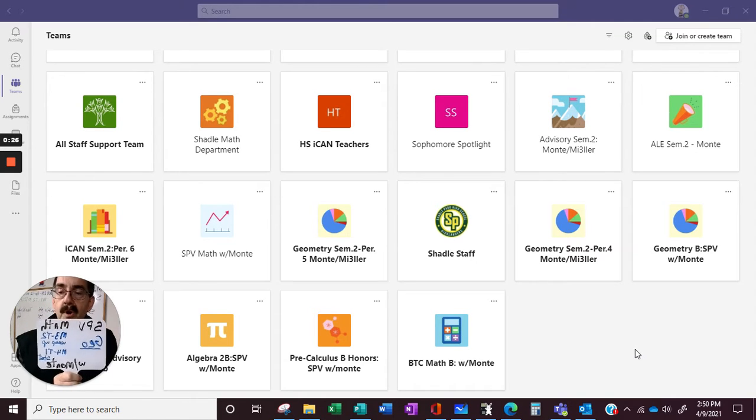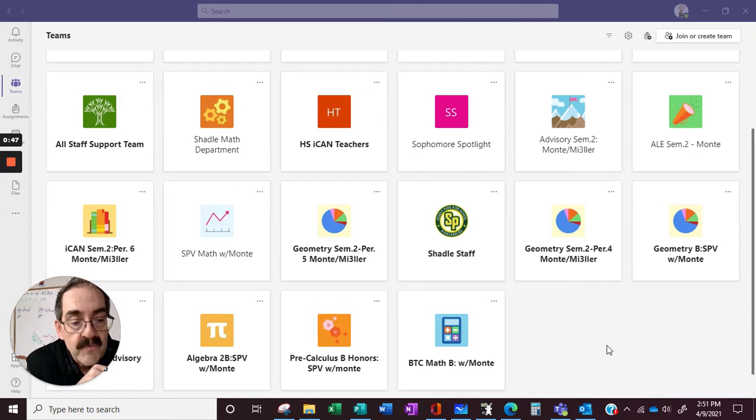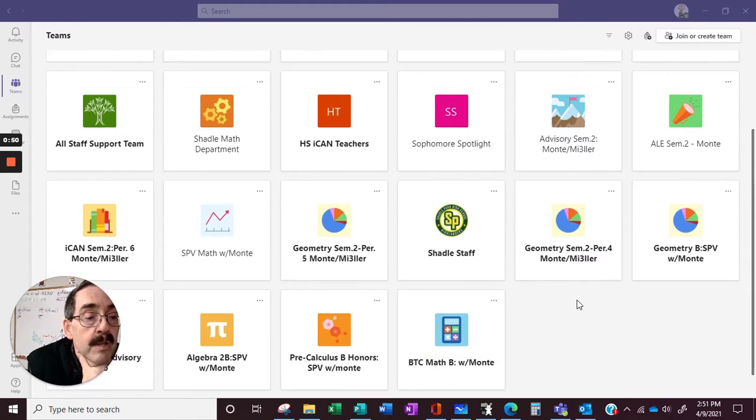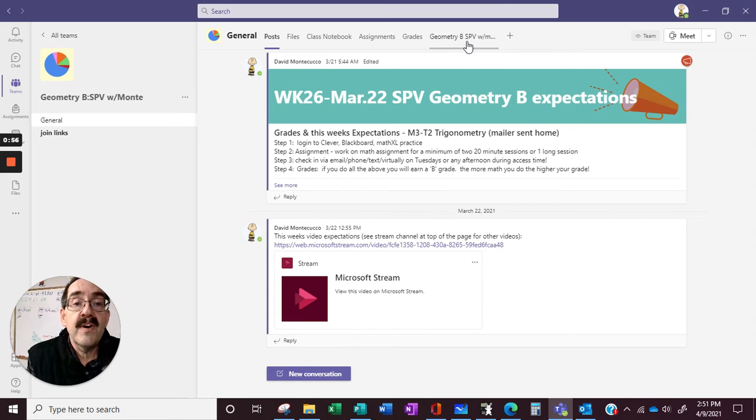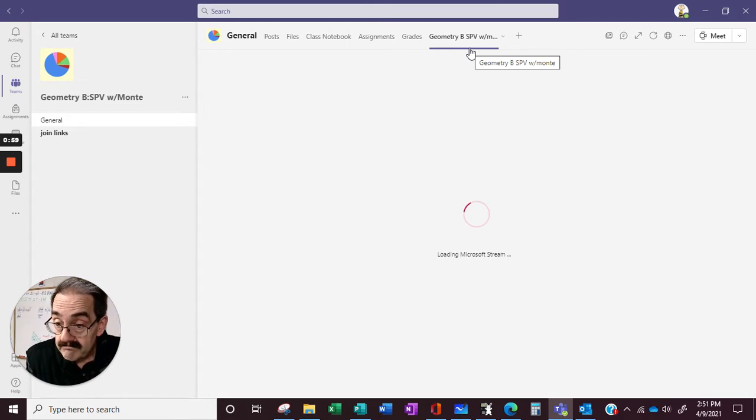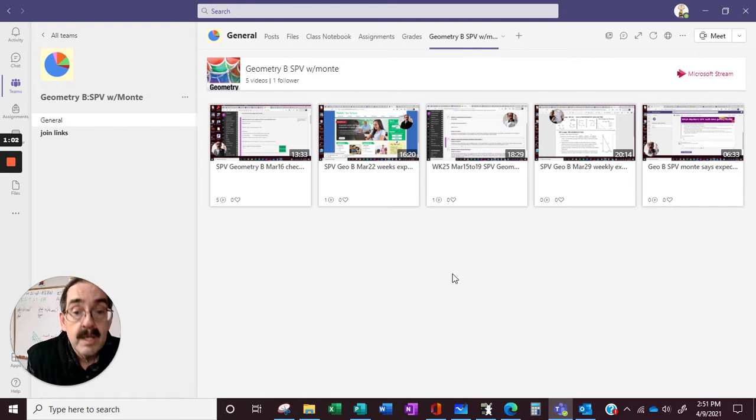So now let's move to Module 4, which are circles and 3-dimensional shapes. So we're all getting kind of spread out in different places. Wrap up trigonometry. If you've done well on trigonometry, feel free to move to Module 4, which are circles and shapes. Also, don't forget, in our Teams channel, Geometry B SPV, you can find all of these videos in the stream channel at the top. So those of you that are on trigonometry, you've got all these to help you. Those of you that are moving on, here's our first video.